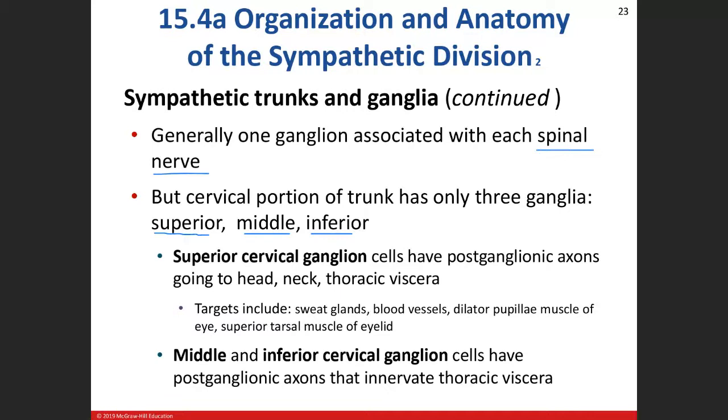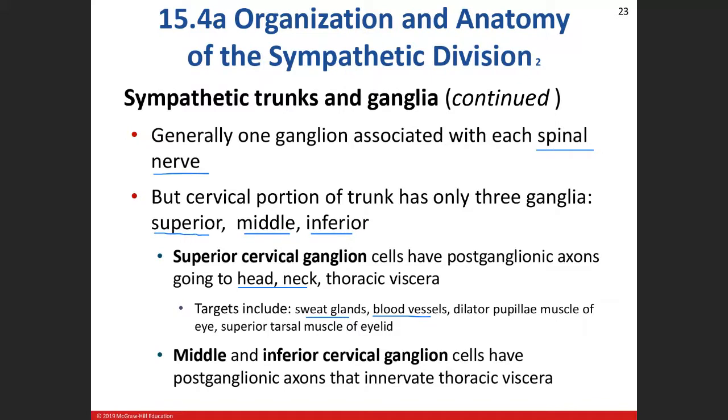The superior cervical ganglion is going to innervate all of the viscera in the thorax, but it's also going to innervate the tissues in the head and the neck. Some of those tissues are sweat glands. Blood vessels are under sympathetic innervation and not parasympathetic innervation. Only the sympathetic division of the autonomic nervous system controls the diameter of your blood vessels. The parasympathetic does not have a role in that.